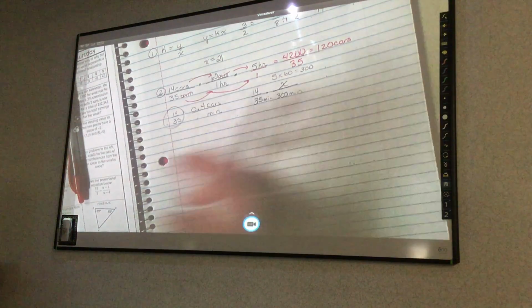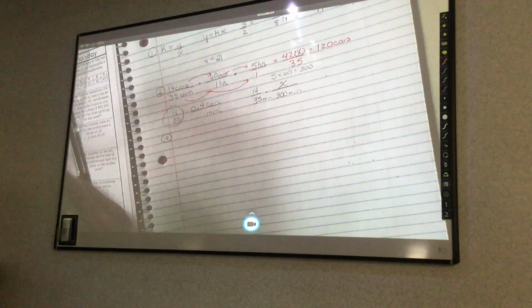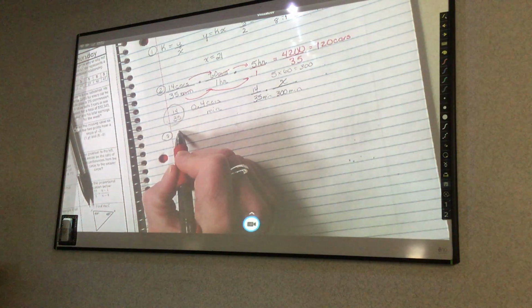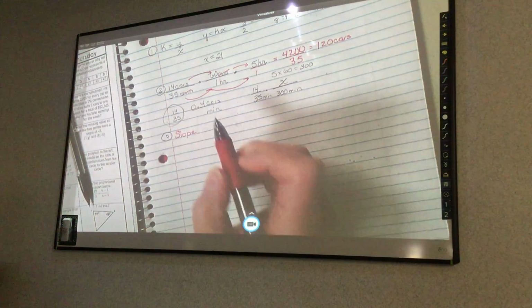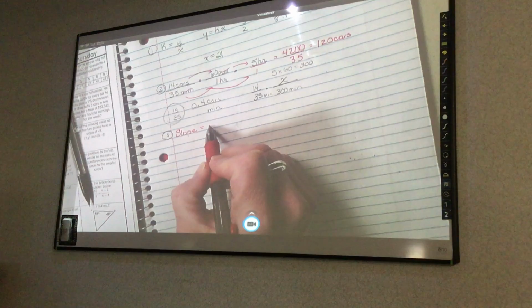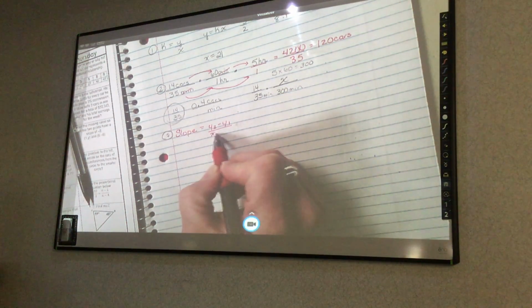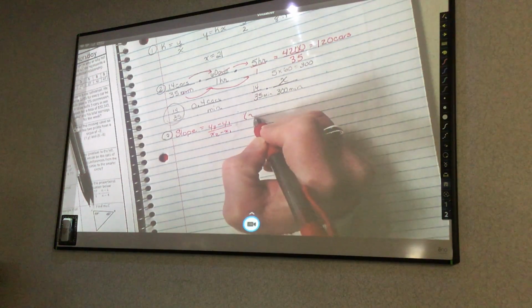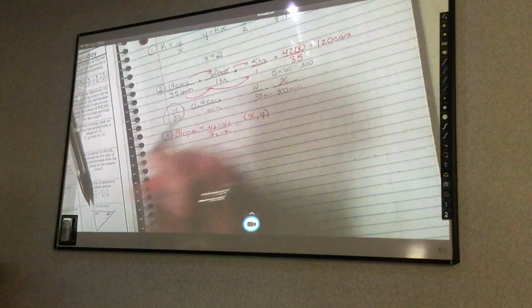Alright, moving on to number 3. What did I have to write down? Guys, what do I have to write down every time? Slope. How many times are we gonna write it? We're gonna write it every day this week. Slope equals what? y2 minus y1 over x2 minus x1. And then I also need you to show me that this is always written x comma y.